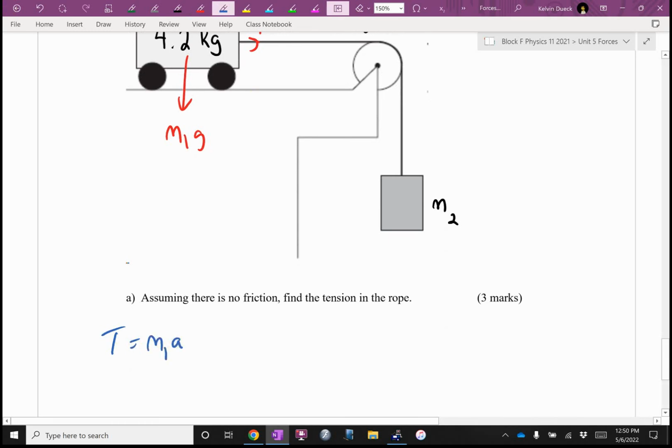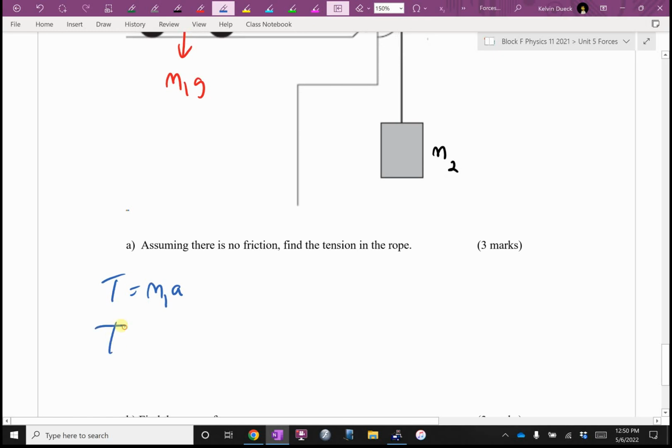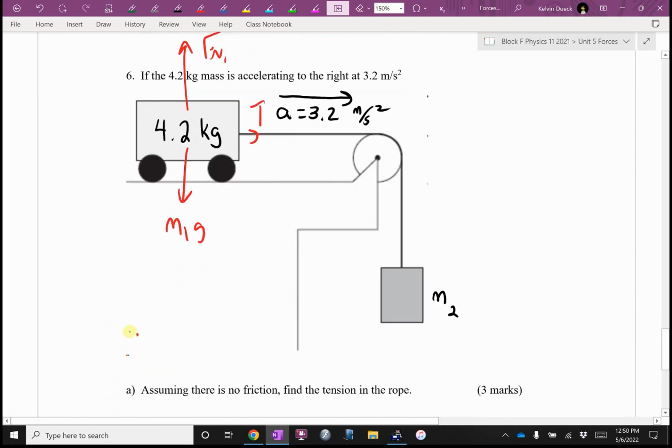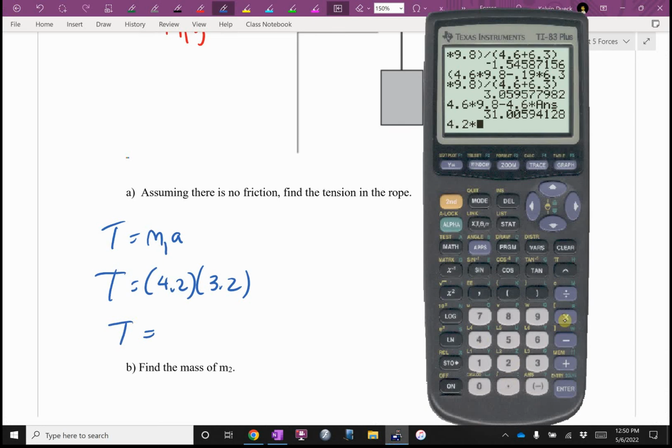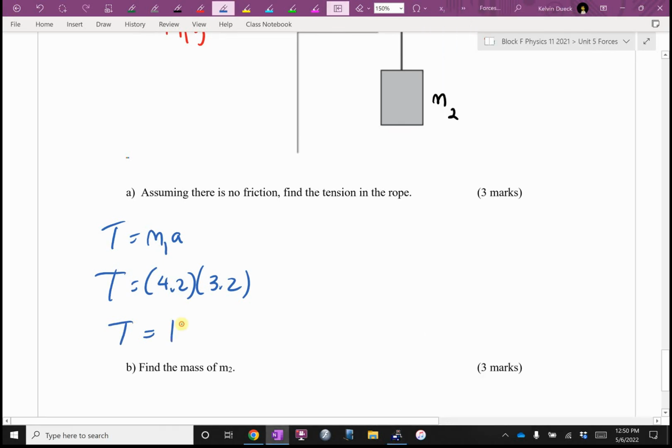No loser. This was kind of nice. Tension is going to be M1, 4.2, times 3.2. Tension is going to be 13.44. I'll store that on my calculator so I use it next.